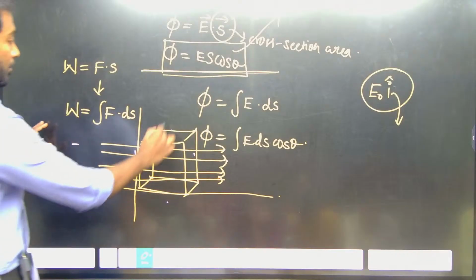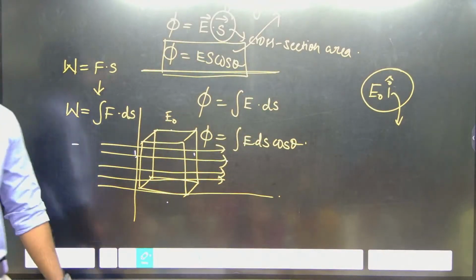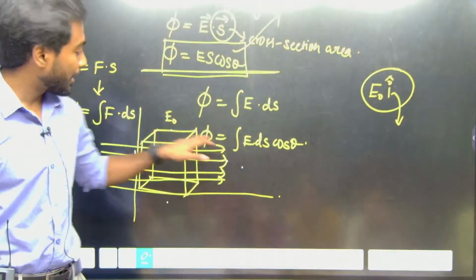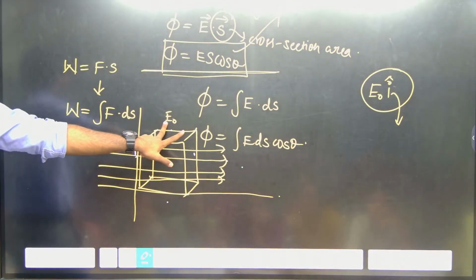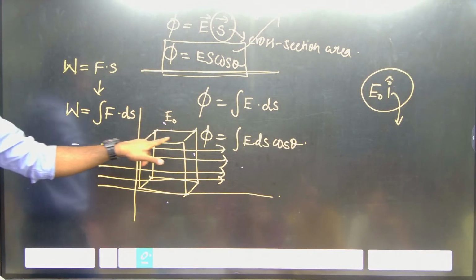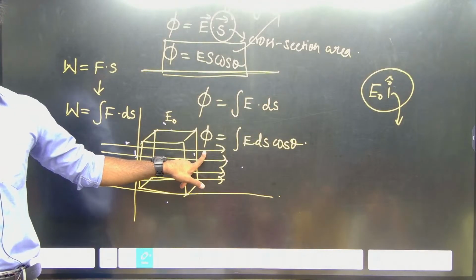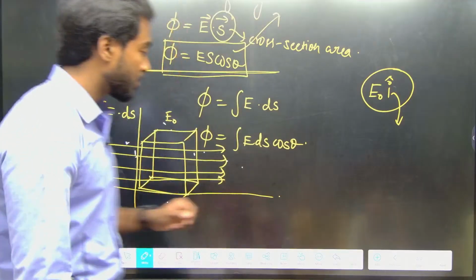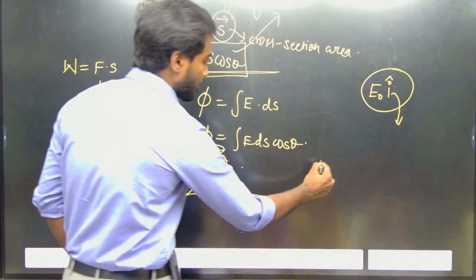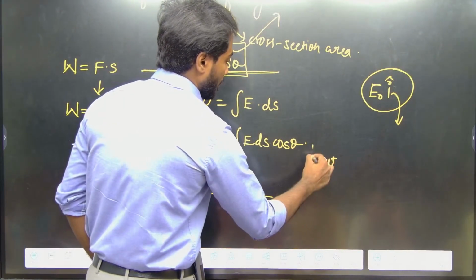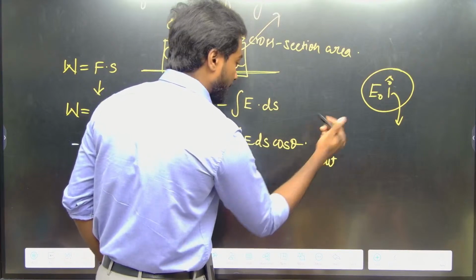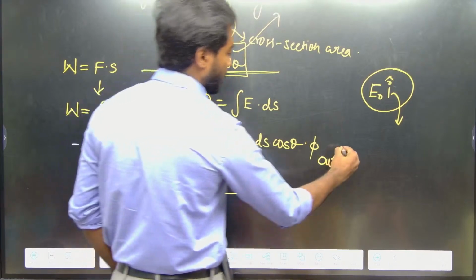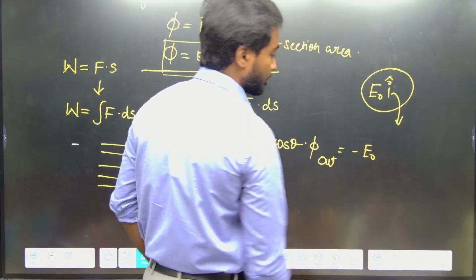What is the field here? E naught. That's it. I have drawn the I cap and I have taken the field as E naught. Now whatever is going in, everything is coming out or not here? So what is the electric flux now? 0. That's it. Let me take the flux outside will be minus E naught, correct?